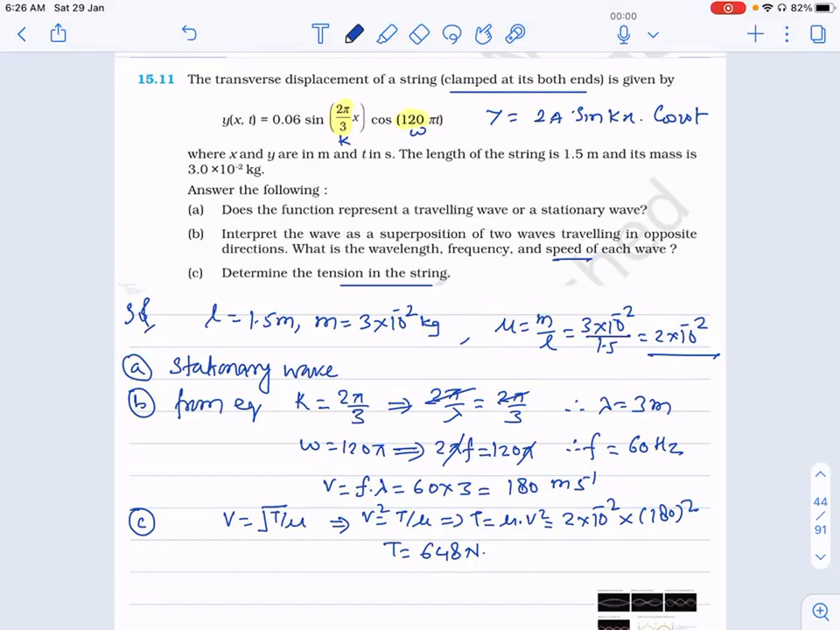Any doubt in this? No, sir. Note down. All right, we'll see the further points of this.